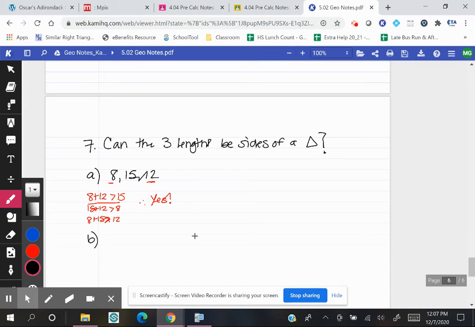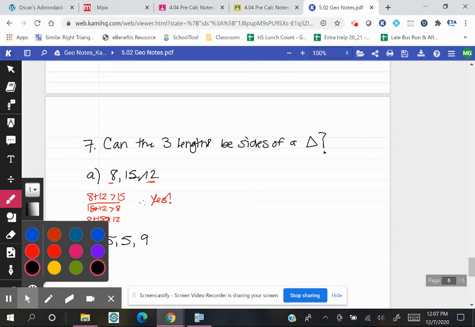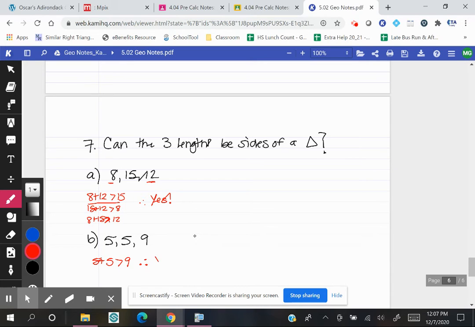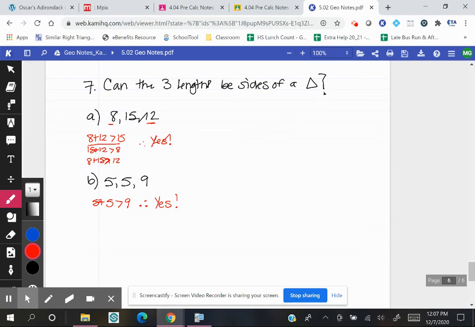triangle. Try another one. So this one, 5, 5, and 9 are your three sides. Pause the video, tell me whether or not this could form a triangle. And hopefully you looked here and said, okay, well, 5 plus 5 is 10, which is bigger than 9. So those are my smallest two sides. So yes, this could form a triangle. 9 plus 5 is bigger than 5. We know as well.